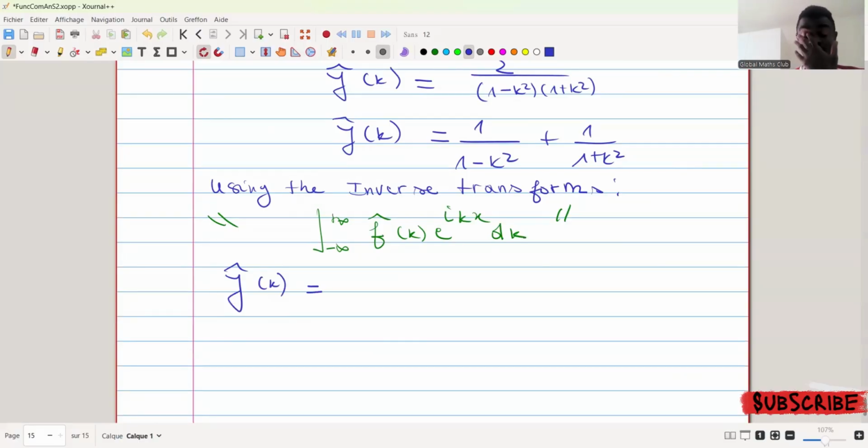for 1 over 1 minus k squared, it is well known. Yeah, it is very difficult if you don't know it in your head. And for these guys, it is half of exponential. So you should know this. So this is just a particular solution.